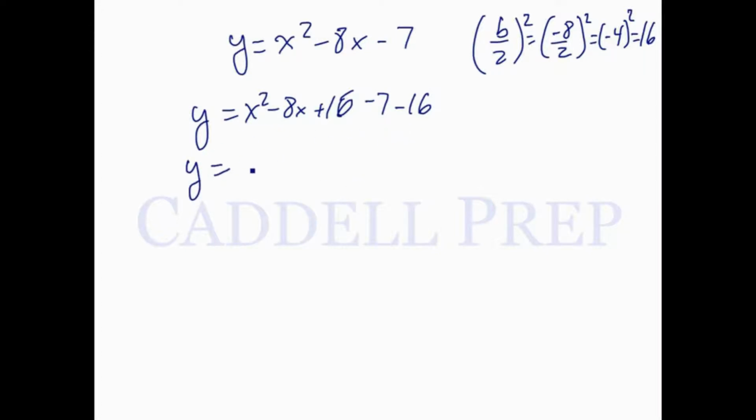Alright, so now just factoring this part, this is going to be x minus 4 squared. So just jumping straight to it, this number is whatever b divided by 2 is. So in this case it's negative 4. We have x minus 4 squared. Then negative 7 minus 16 is negative 23. So from here this is the vertex form, and we know that the vertex is going to be positive 4, negative 23.